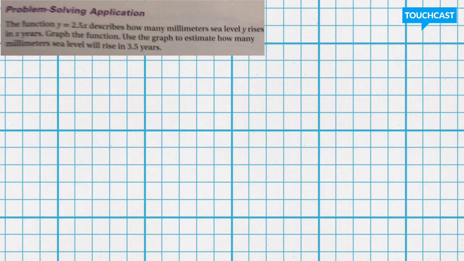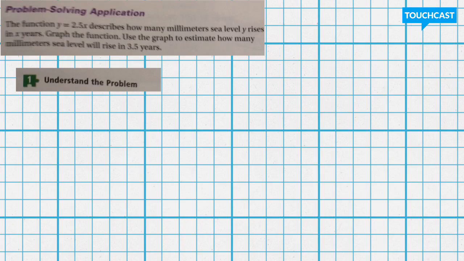So the function y equals 2.5x describes how many millimeters sea level y rises in x years. We have to graph the function and then use the graph to estimate how many millimeters the sea level will rise in 3.5 years. So first, we need to understand what the problem is telling us. So our answer is going to be a graph that can be used to find the value of y when x is 3.5.